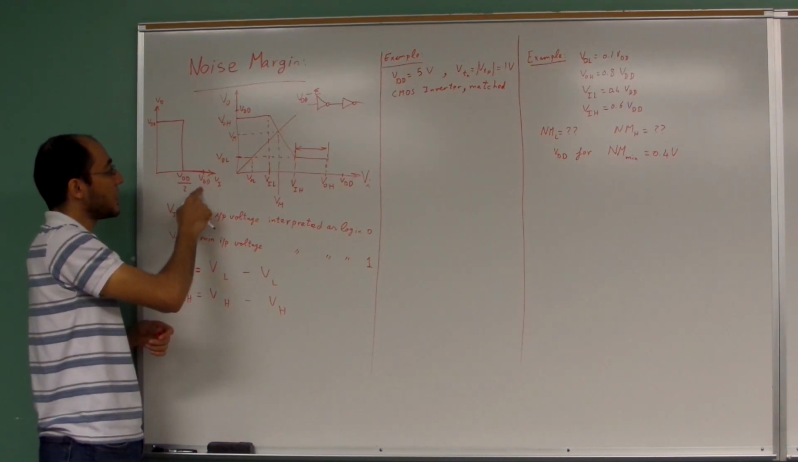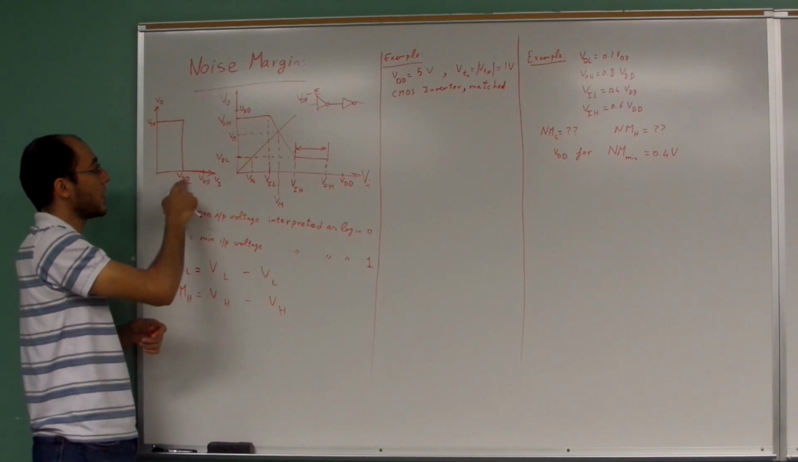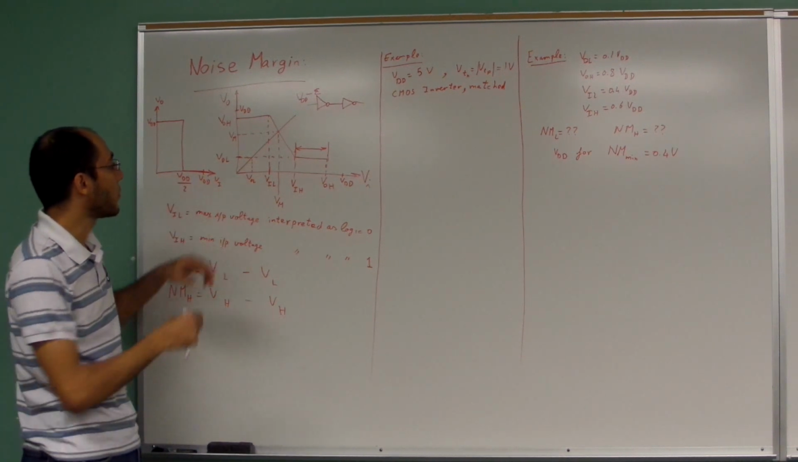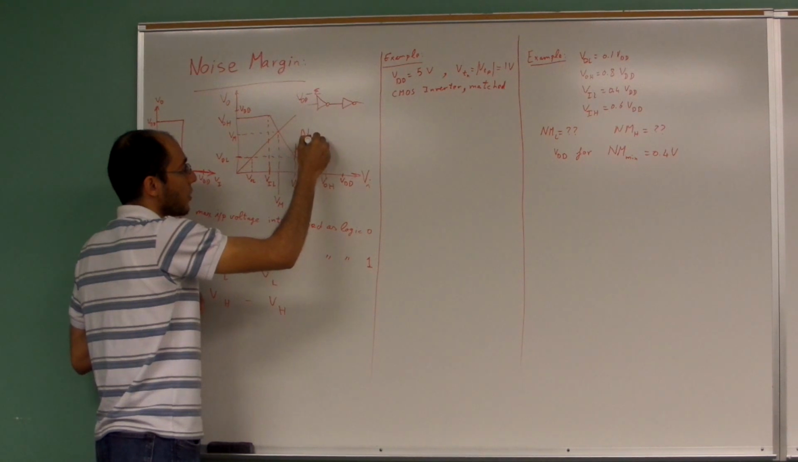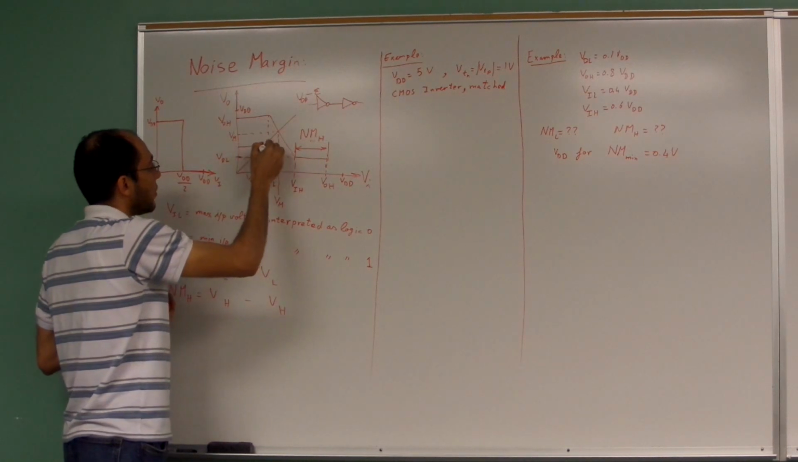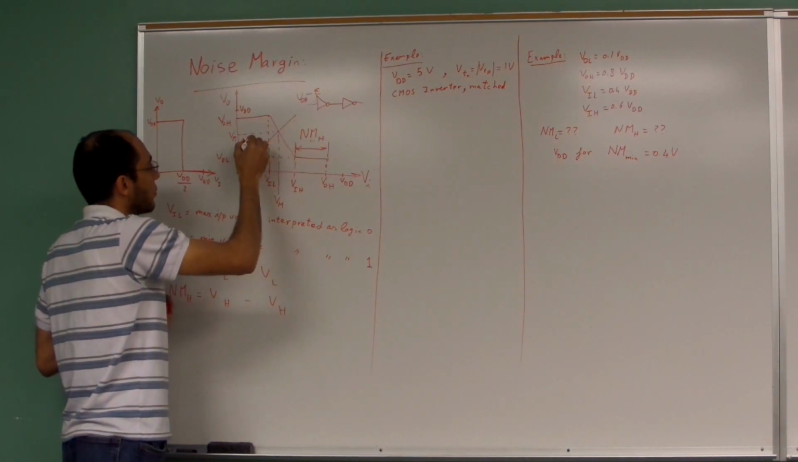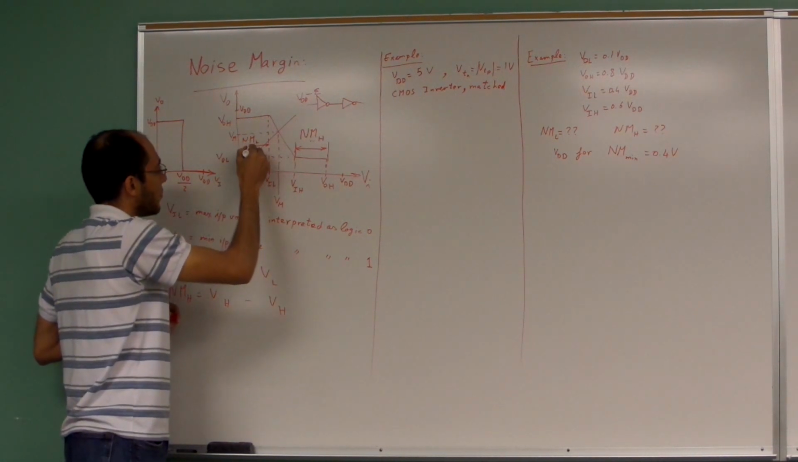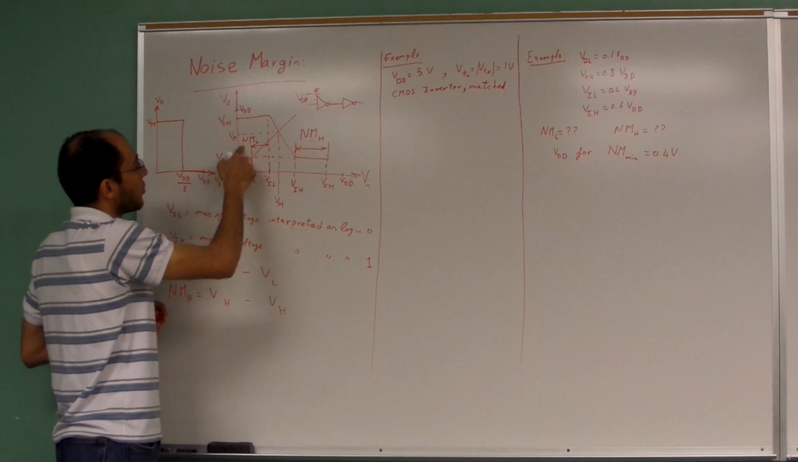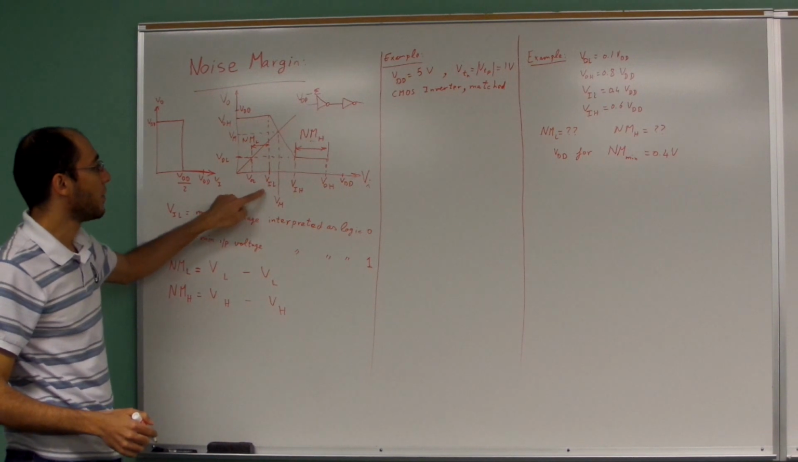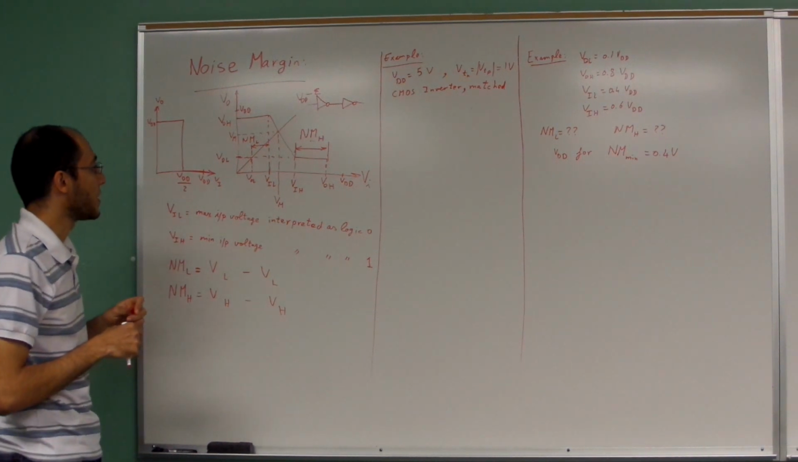And that's why the ideal curve has a noise margin of VDD over 2. Okay? And this is called the noise margin high. And this is called noise margin low. So noise margin low, again, is the value between V input low and V output low. That's the difference between these two values.